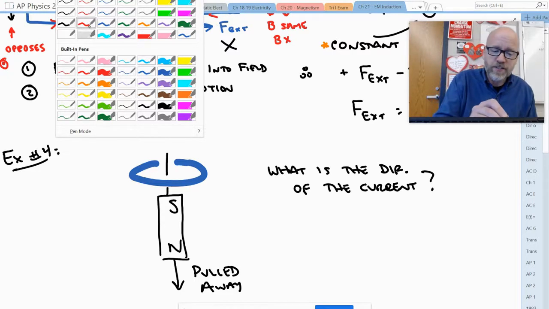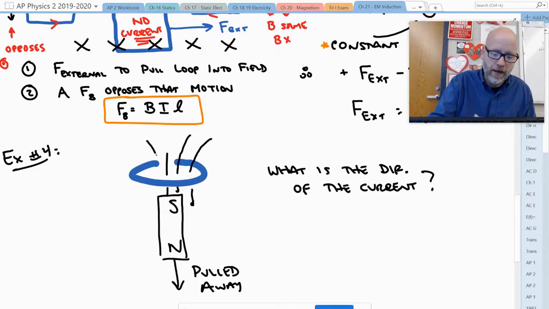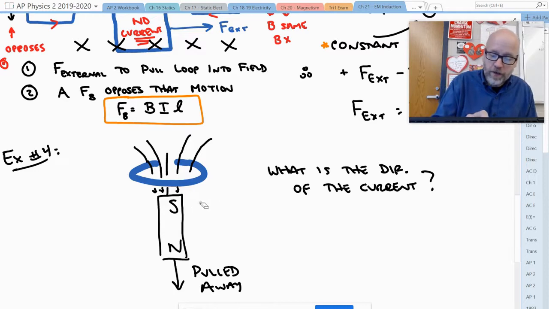Here I have the south end of a magnet. Now, the south end of a magnet is going to create a magnetic field that points towards it. So towards the south end. You just have to know that. If you don't know that, you are totally stuck on these problems. Out of the north and into the south. Now, that's the direction of the magnetic field.